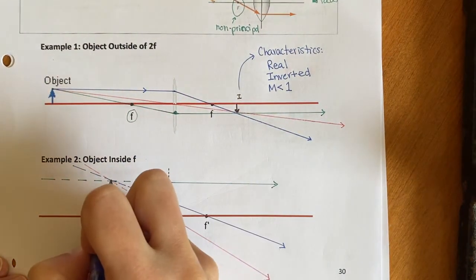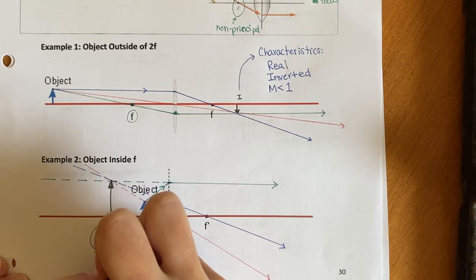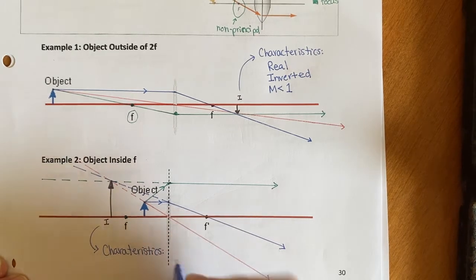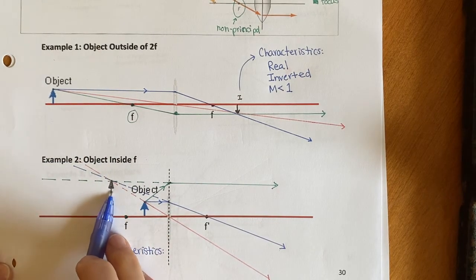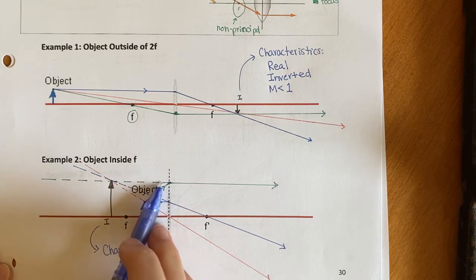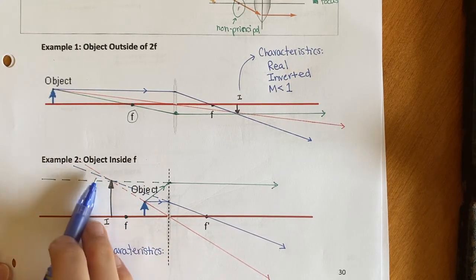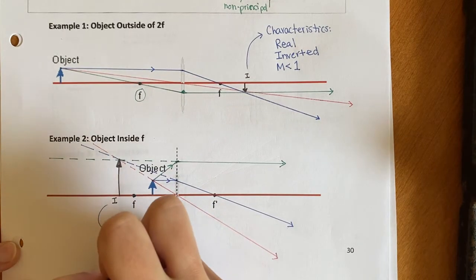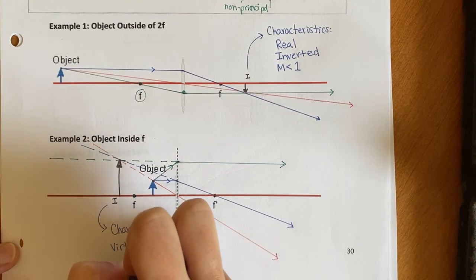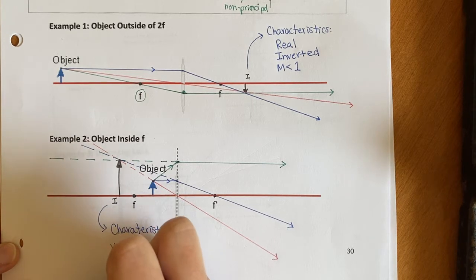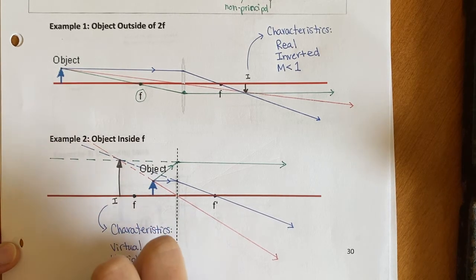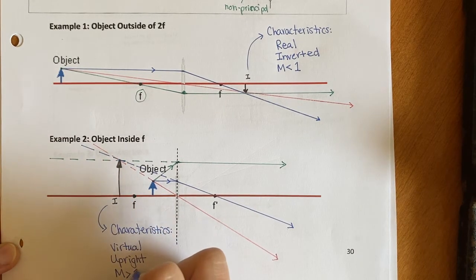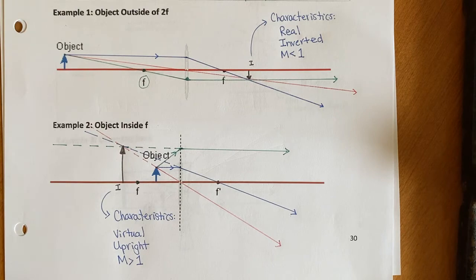For the next image, so this one, image characteristics, it's on the front side of the lens and it's created with virtual rays that have been extended backwards, not where the real light is. So this is going to be a virtual image and it's upright. And the magnification, because it's further away and it's larger, okay, is going to be greater than 1.